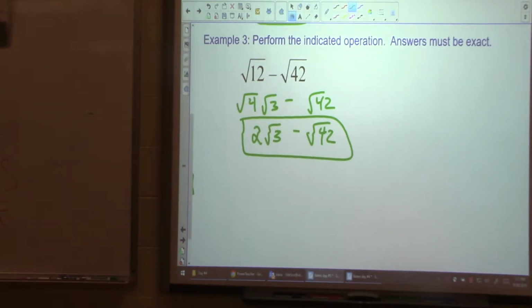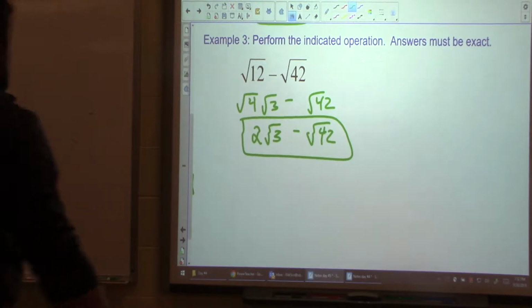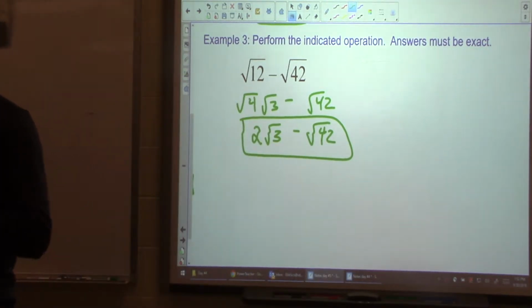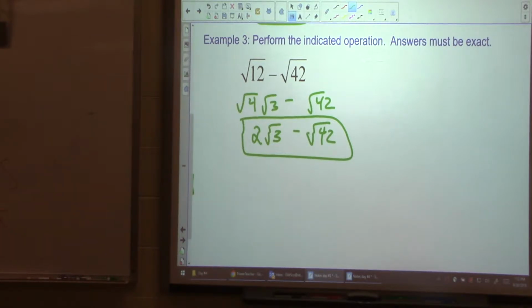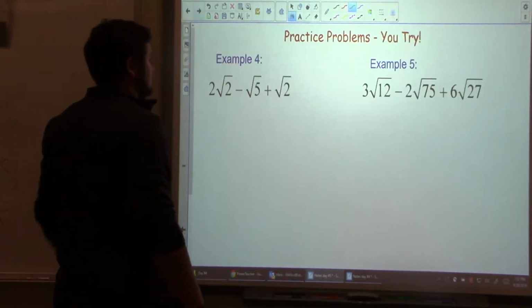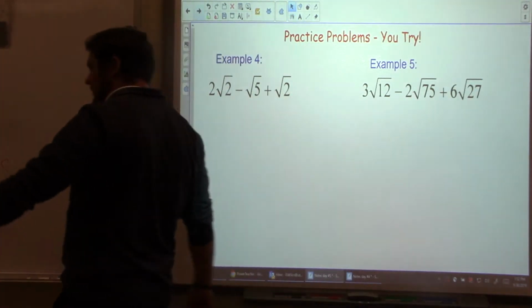You need to make sure though you are simplifying your radicals as much as possible. If you just leave it at square root of 12 minus square root of 42, that's wrong. Simplify your radicals first, and then see if you can add or subtract. Alright, try the next two, please. Examples 4 and 5.